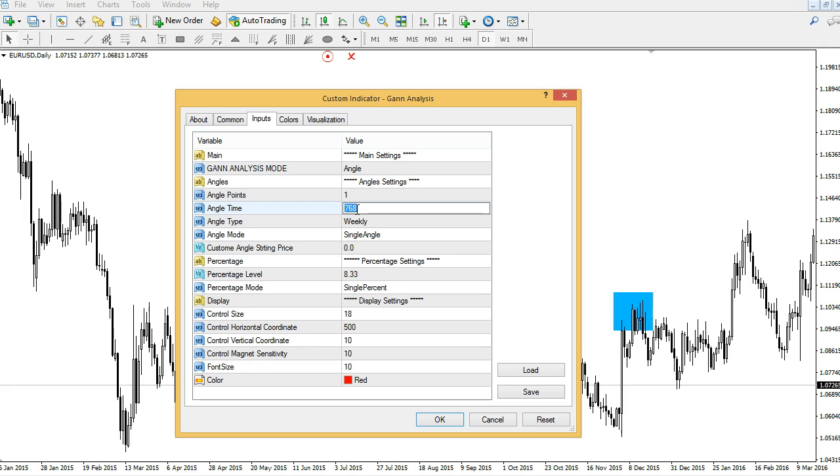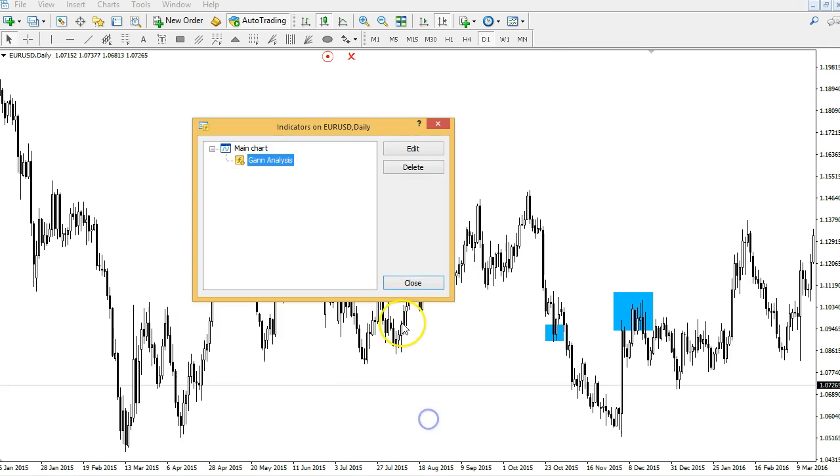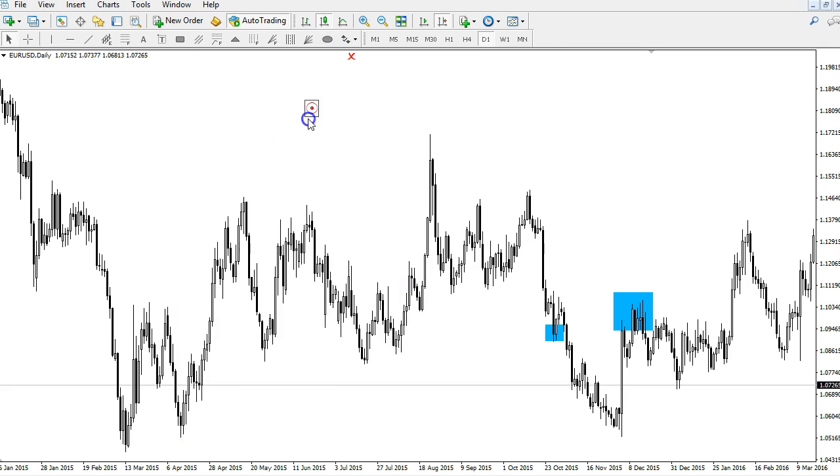Using that concept, you multiply 16 by 2, you get 32, 32 by 2, you get 64, then 128, then 256, and then 512, and then 1024, 2048, 4096. If you use that sequence and we get the 512 weekly angle, we put it from that low, we can see that we have the reaction.